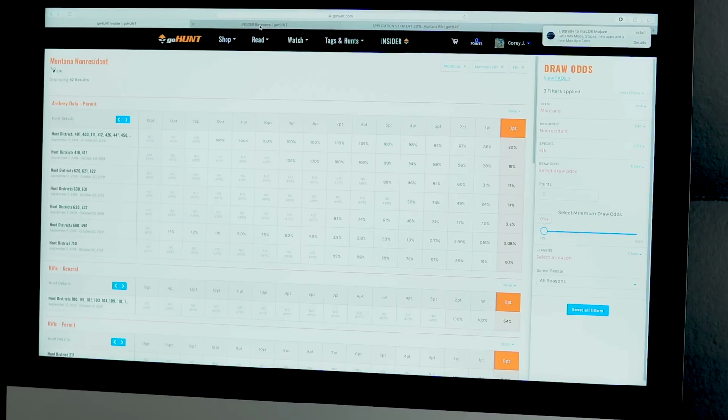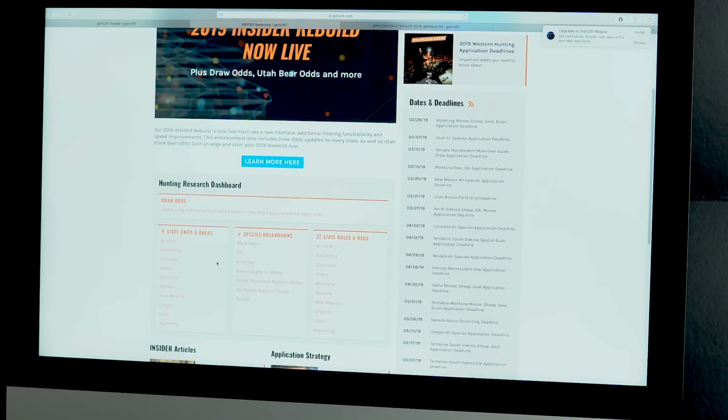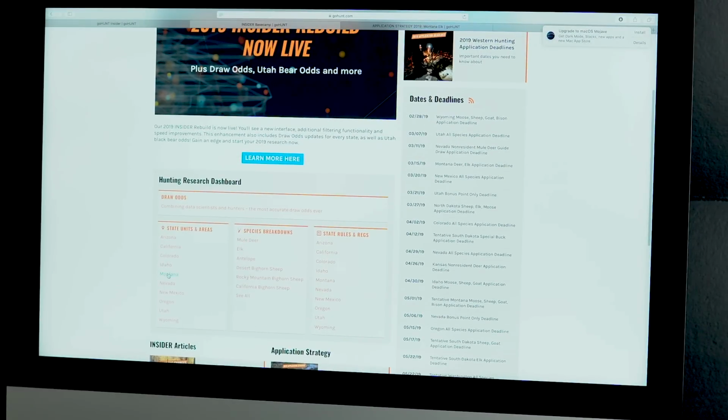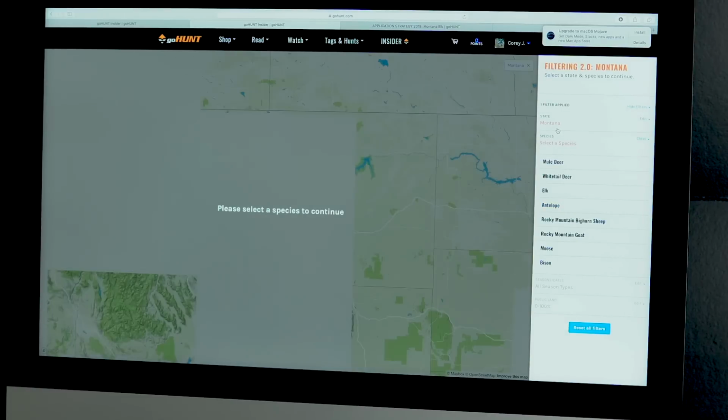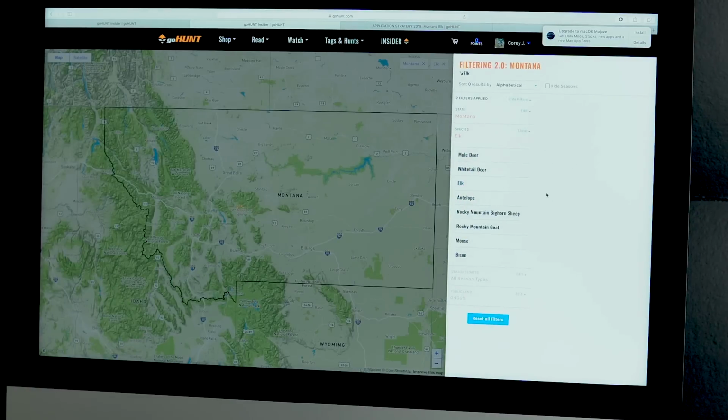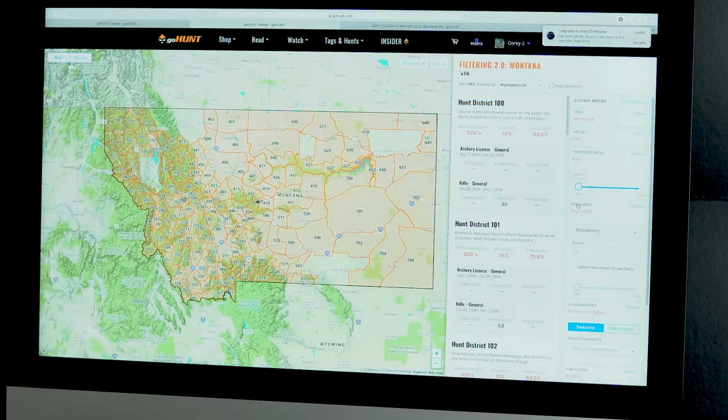So let's jump over to filtering 2.0 and take a look at Montana, and we'll break down a couple of these units. So we're in Montana. We're going to select elk here, and you'll see Montana's broken down into 165 elk units. A lot of units, a lot of management units. Again, 133 of them are available to hunt with that general elk license.